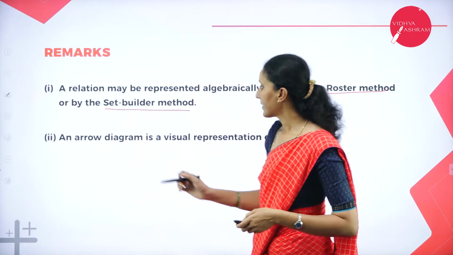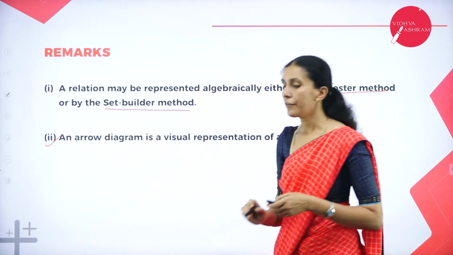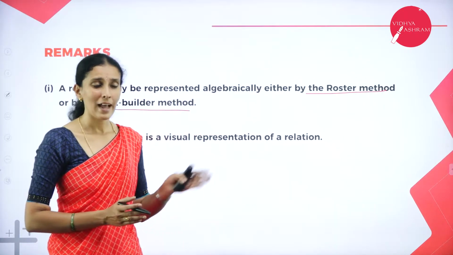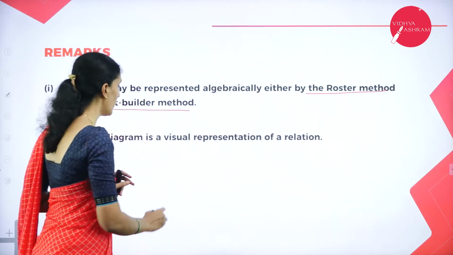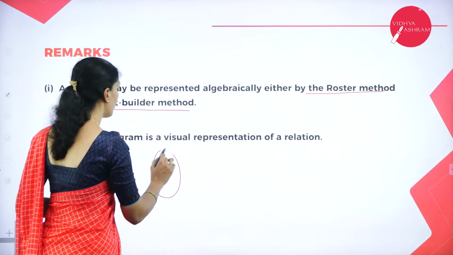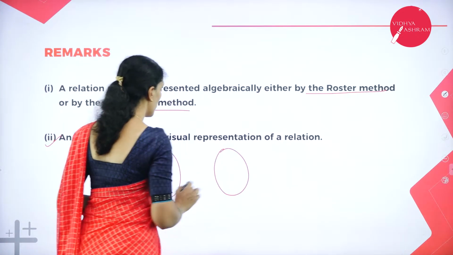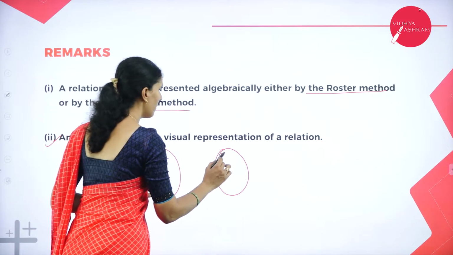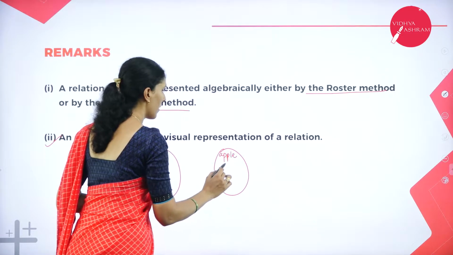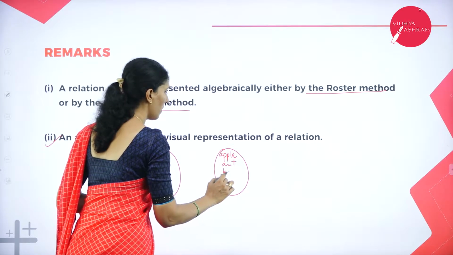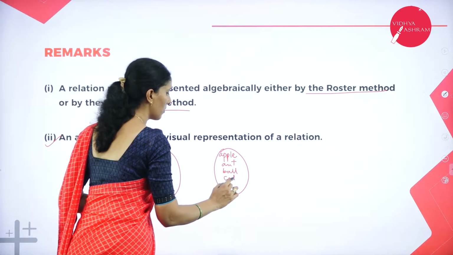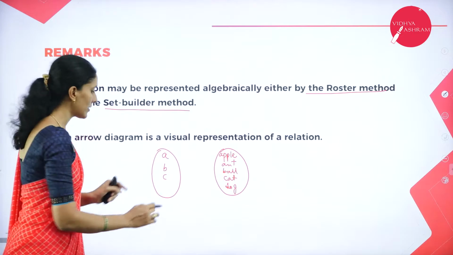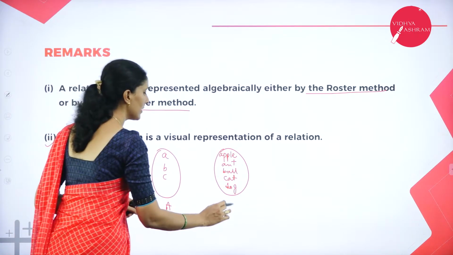My second point is that an arrow diagram is a visual representation of a relation. What is this arrow diagram? I'll take the same example. I'll write it in the form of ovals. So here I have the letters A, B, C and here I have apple, ant, ball, cat, dog. So I'm writing 2 sets here. This is set A and this is set B.